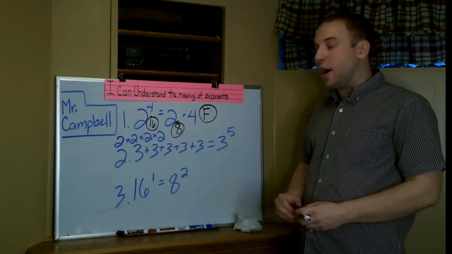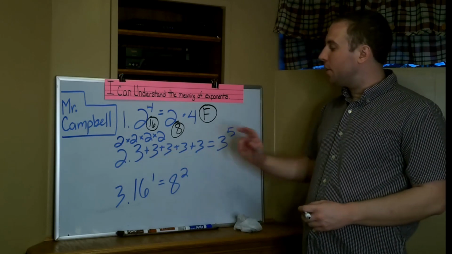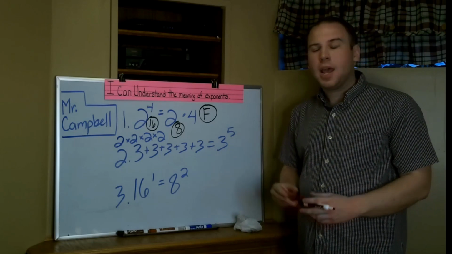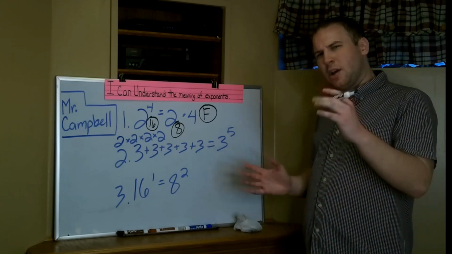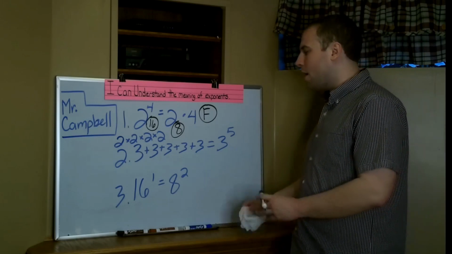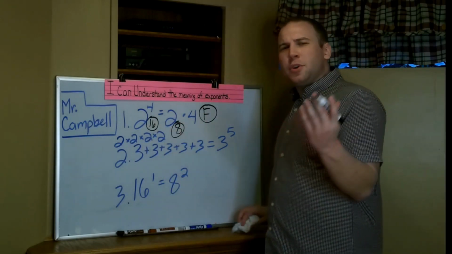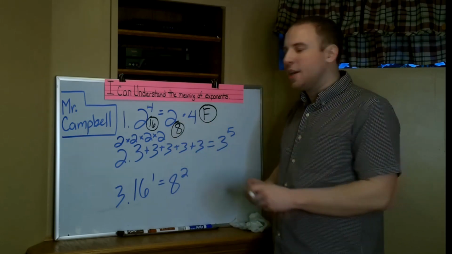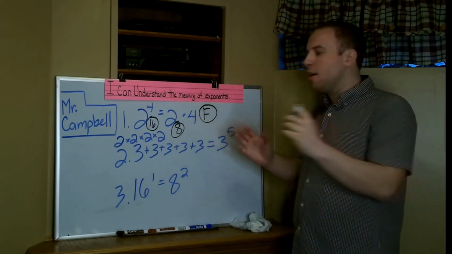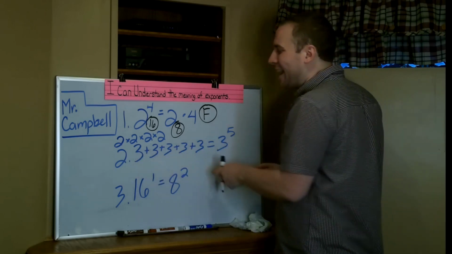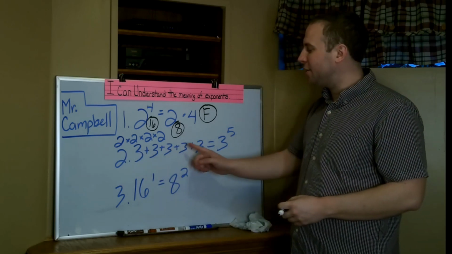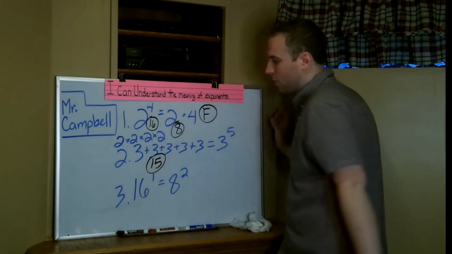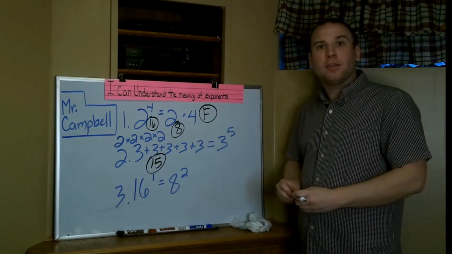Looking at my next one, 3 plus 3 plus 3 plus 3 plus 3 equals 3 to the 5th power. Now, I know what you're thinking. Mr. Campbell, you just told us about multiplication. Addition, you didn't teach us. You're right. Because you can't make an exponent from addition. All you can do is add up these 3s: 3, 6, 9, 12, 15. Right. 3 to the 5th power.